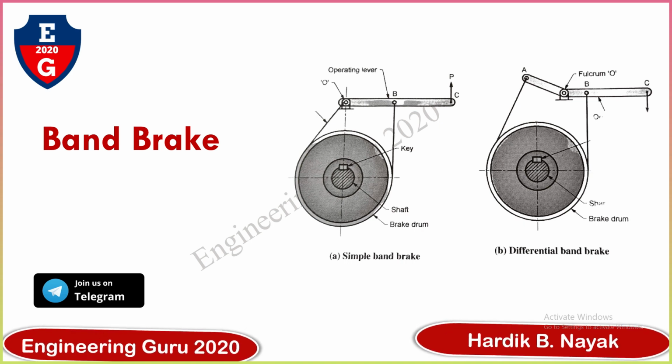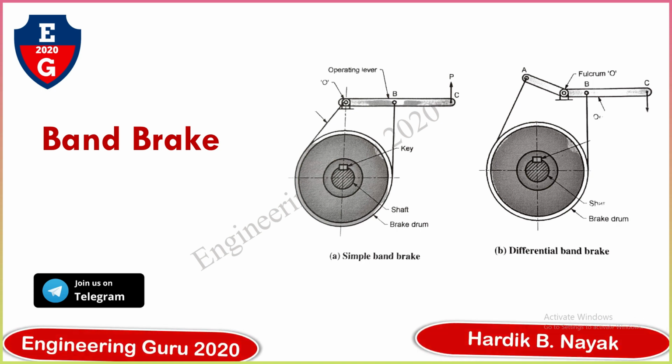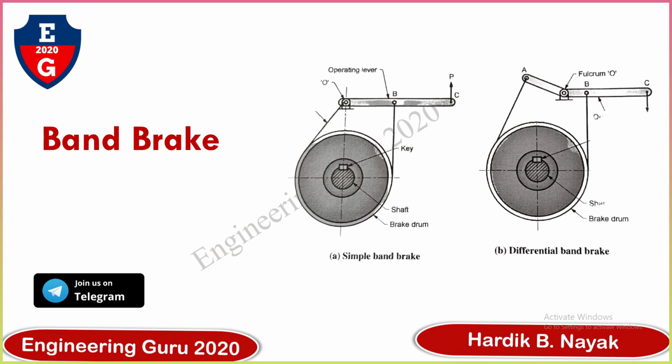In this video, you will learn band brake. As we already discussed, a brake is a device by means of which artificial frictional resistance is applied to a moving machine's member in order to retard or stop the motion of the machine. In previous lectures, we already covered single shoe brake and double shoe brake. Now in this video, we will see band brake.